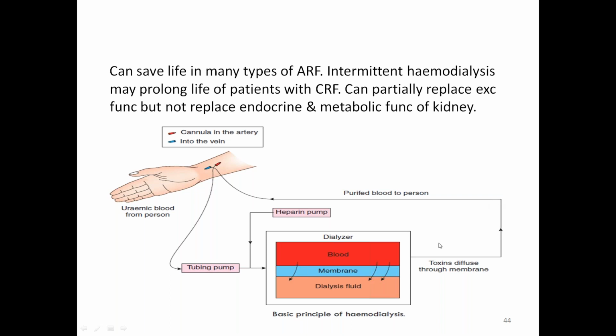Okay, and then the blood is passed through this hemodialysis membrane. Inside this machine, the blood is passed through a long and coiled cellophane tube, which is immersed in the dialyzing fluid, and we use heparin as an anticoagulant, and then the toxins diffuse through the membrane. The purified blood is pumped back into the radial artery.